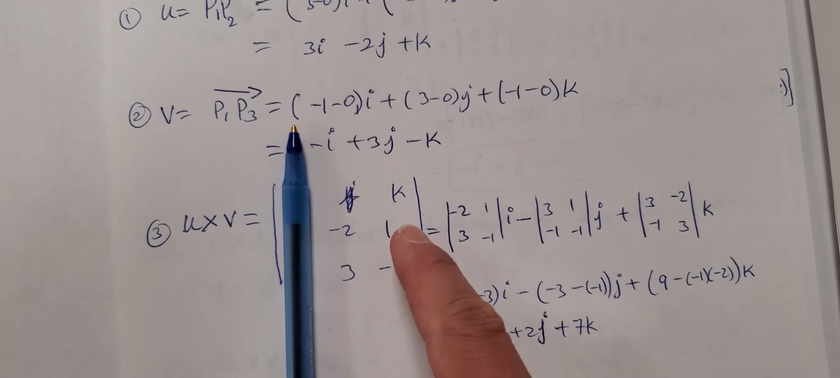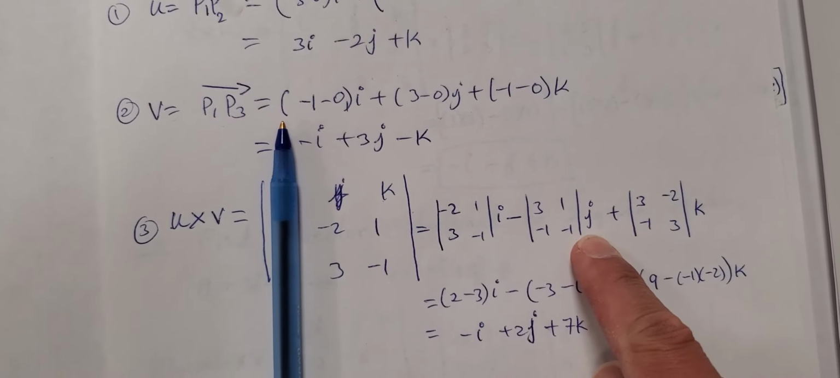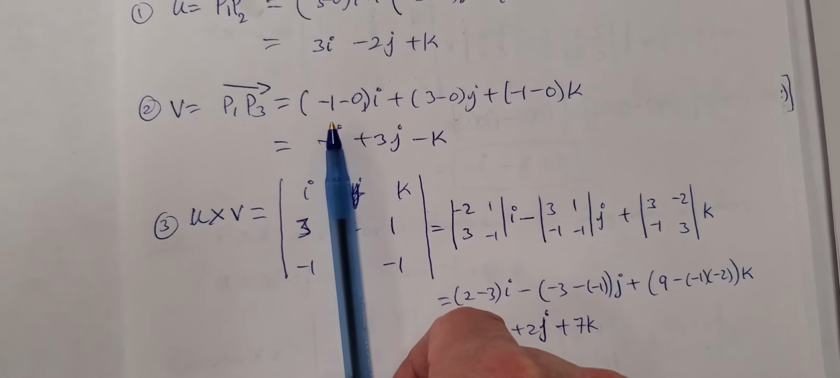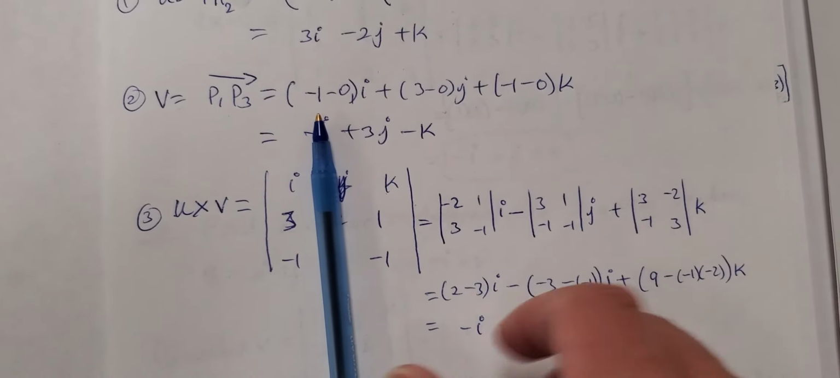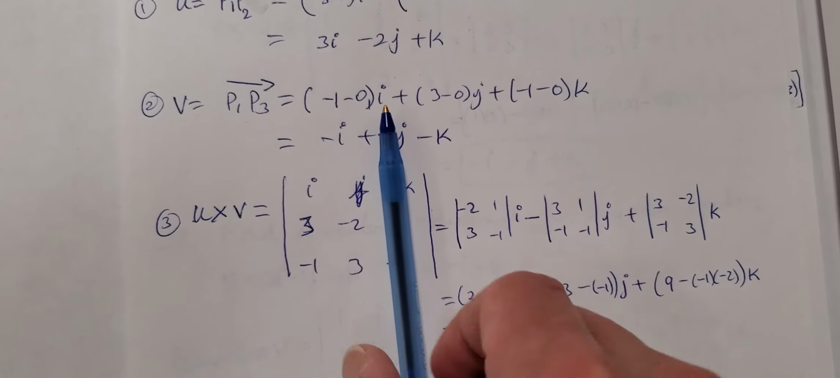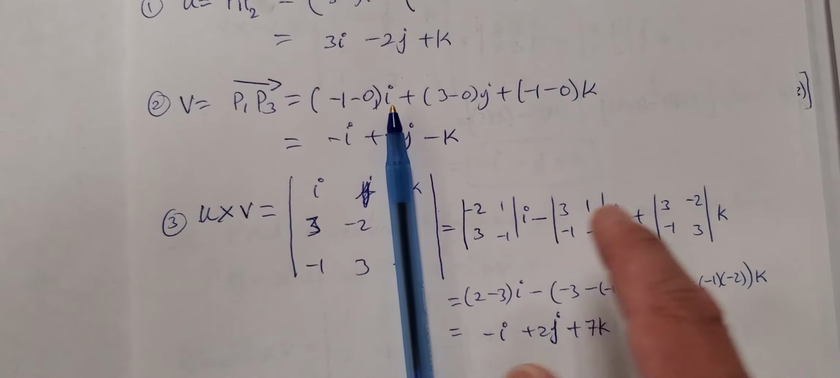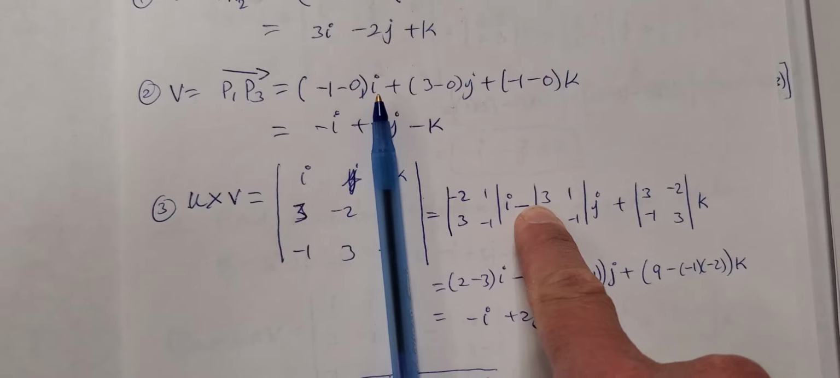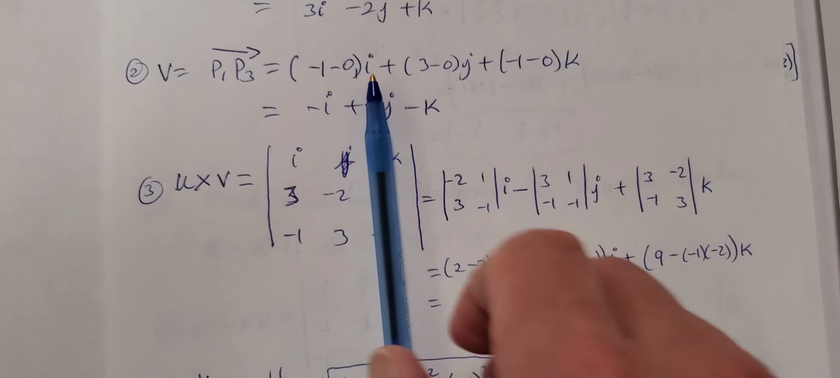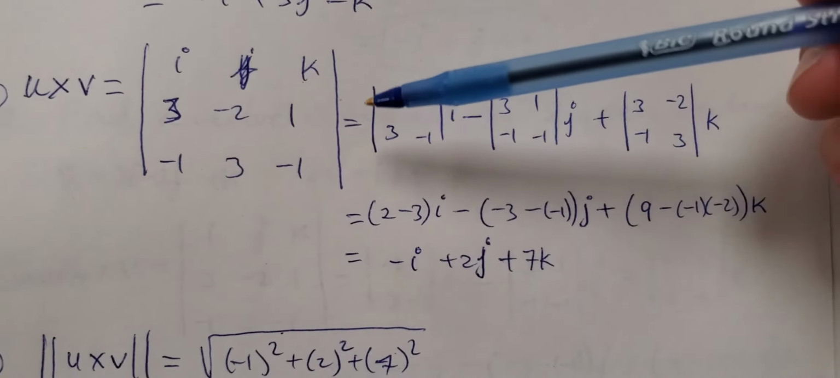So -2, 3, 1, -1. To find the j, block out the j: 3, -1, 1, -1 here. And then to find the k, block out the k: 3, -1, -2, 3 here. Again, make sure it is plus, minus, plus. And then just cross multiply.